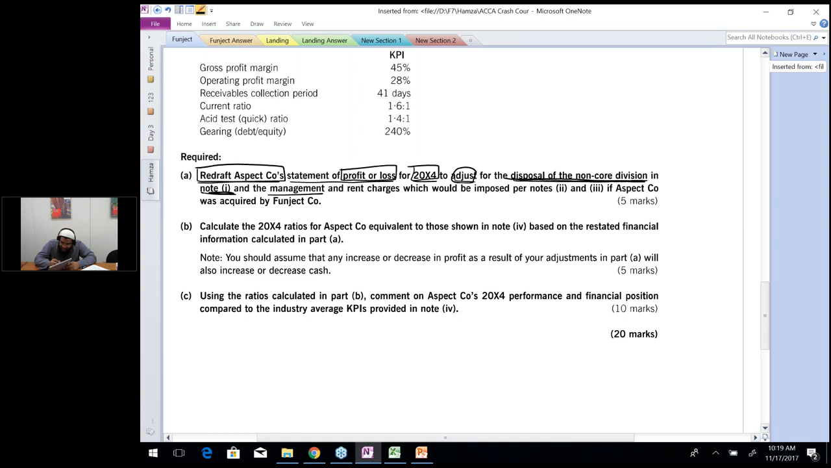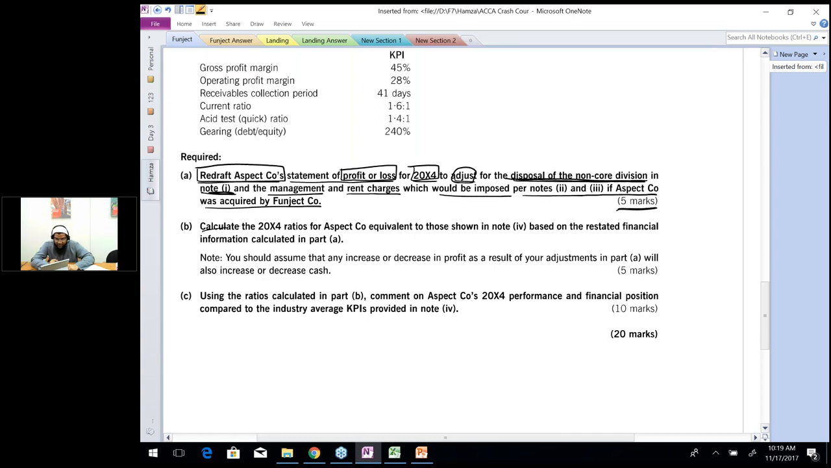And the management and rent charges which would be imposed per notes 2 and 3 if Aspect company was acquired by Funjet company. So there are some management and rent charges also that, if we acquire them, we are going to pay or receive. So we are going to redraft the profit or loss for the first 5 marks.